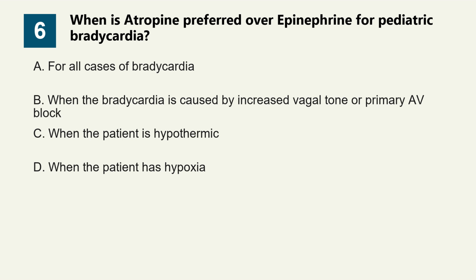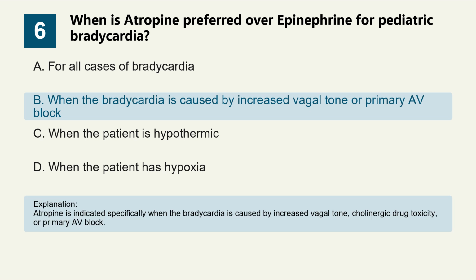Option C. When the patient is hypothermic. Option D. When the patient has hypoxia. The correct answer is option B. When the bradycardia is caused by increased vagal tone or primary AV block. Atropine is indicated specifically when the bradycardia is caused by increased vagal tone, cholinergic drug toxicity, or primary AV block.